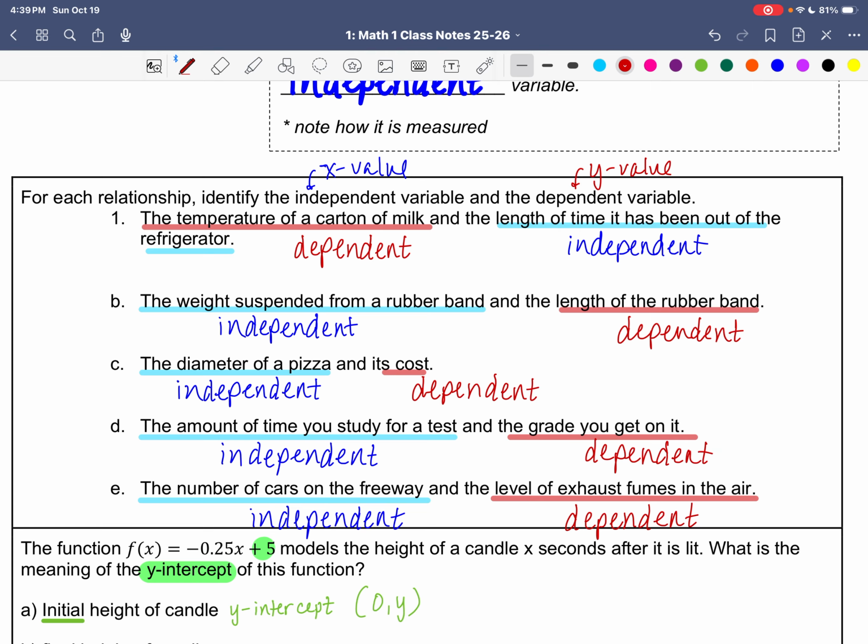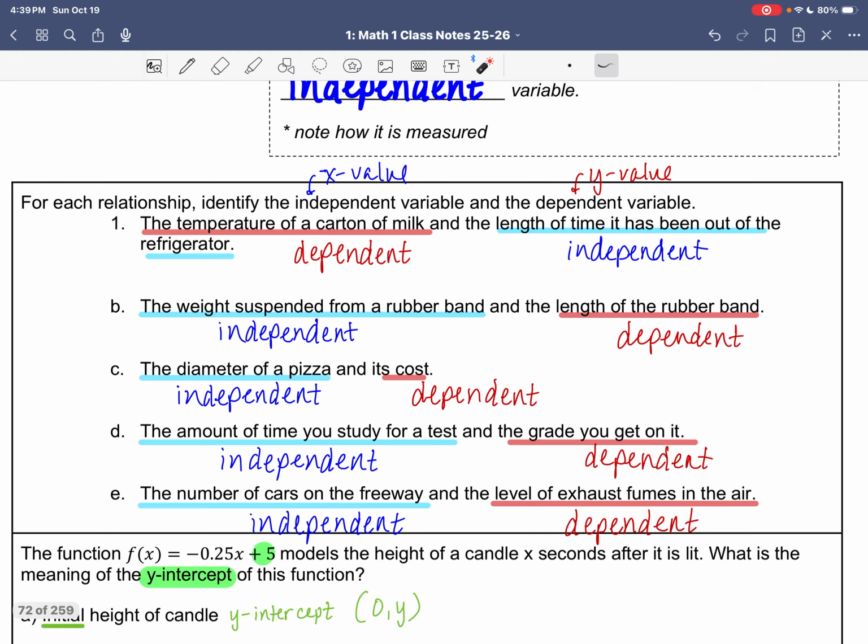All right, so the length depends on the weight. And then for here, the diameter of the pizza and the cost. Well, the bigger the pizza, the more it's going to cost. So the cost depends on how big the pizza is. So cost is dependent and diameter is independent.